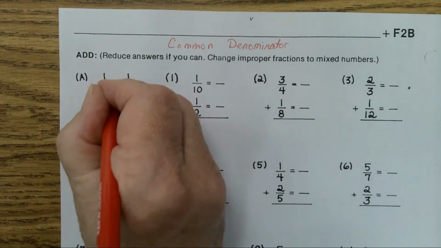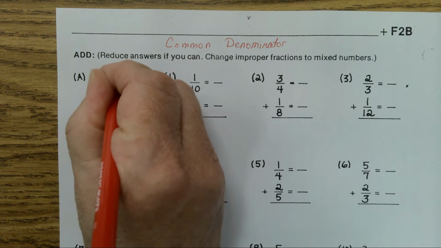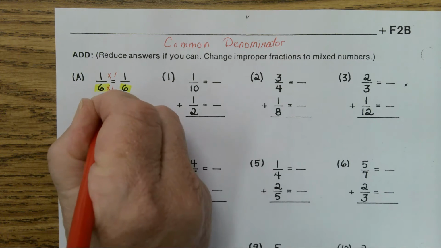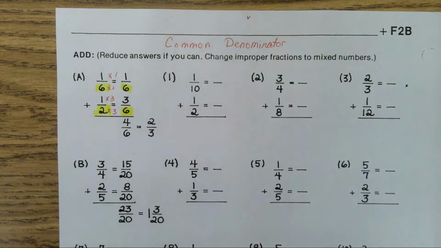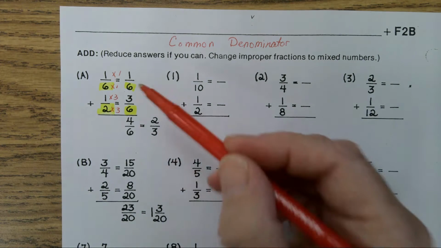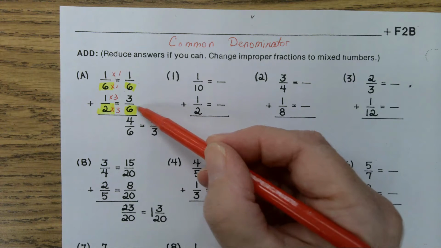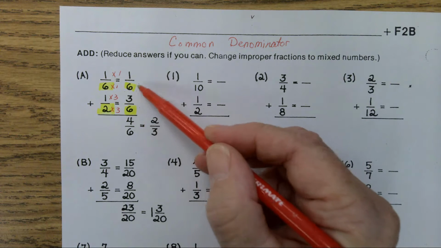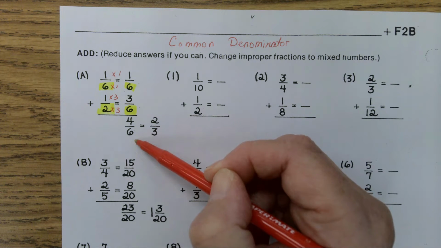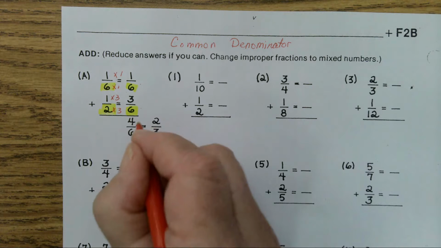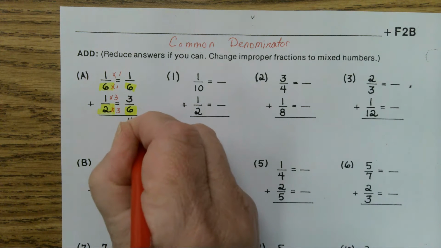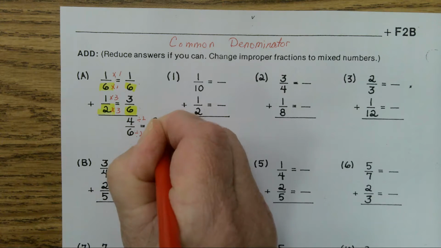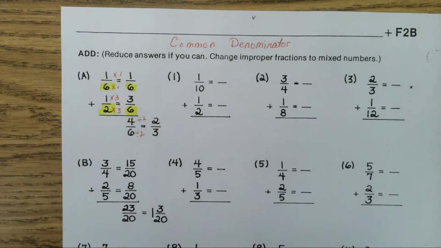6 times 1 is 6. 1 times 1 is 1. 2 times 3 is 6. 1 times 3 is 3. Now you add. 1/6 plus 3/6 is 4/6. And remember, you add your numerators, the denominator stays the same. And then you simplify it. What will divide a 4 and a 6? 2 will. 4 divided by 2 is 2. 6 divided by 2 is 3.